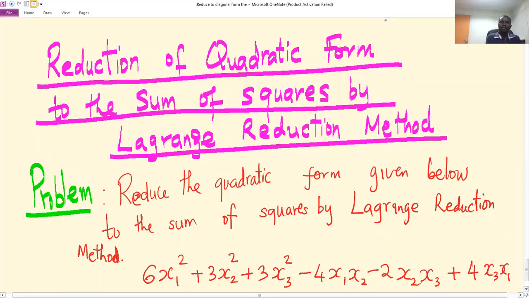Welcome to this session. In this session, we discuss how to use Lagrange reduction method to reduce a quadratic form into canonical form, or to reduce a quadratic form into sum of squares. So the quadratic form given is 6x1 squared plus 3x2 squared plus 3x3 squared minus 4x1 x2 minus 2x2 x3 plus 4x3 x1.